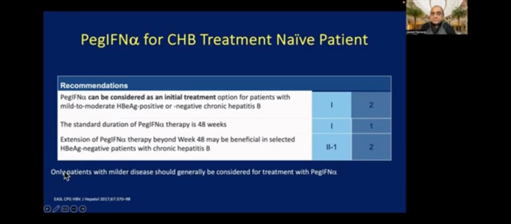Point is, only patients with milder disease should generally be considered for treatment with pegylated interferon. This is important. The patient should not be cirrhotic and her liver status should be good. Her FibroScan score was F0 and same was EPRI. So she was a patient with mild disease.